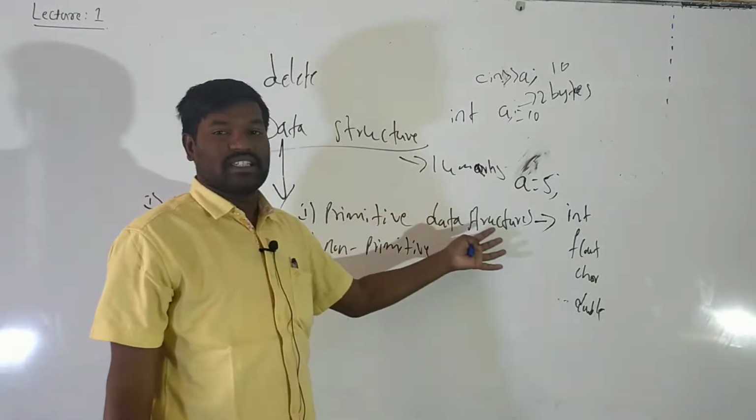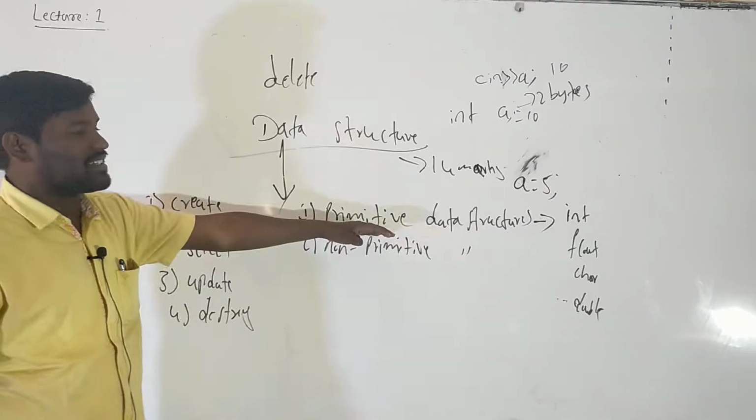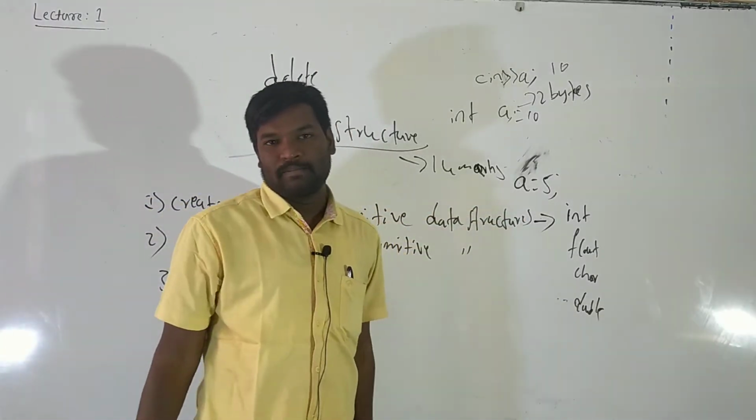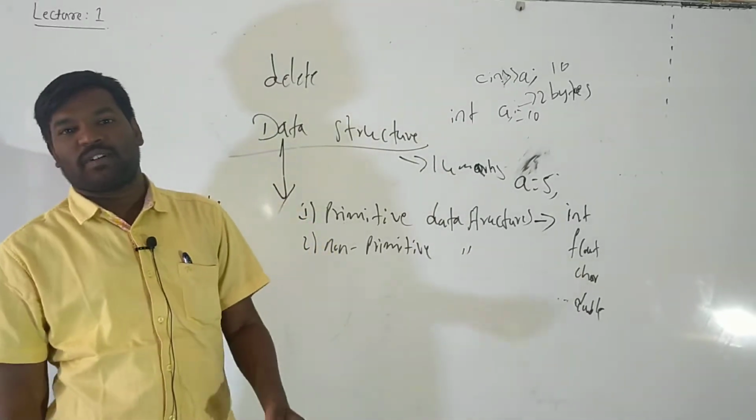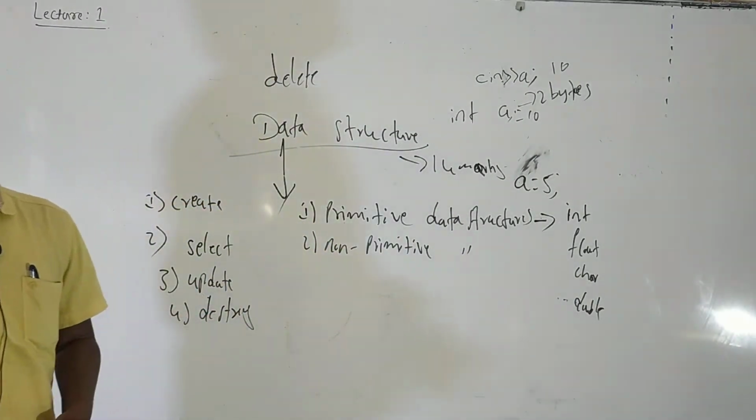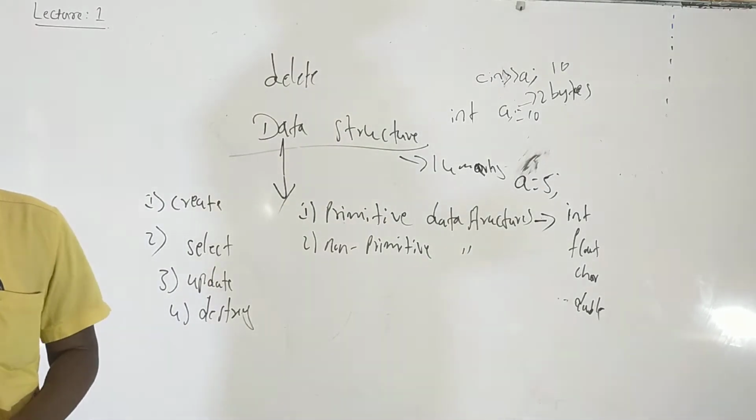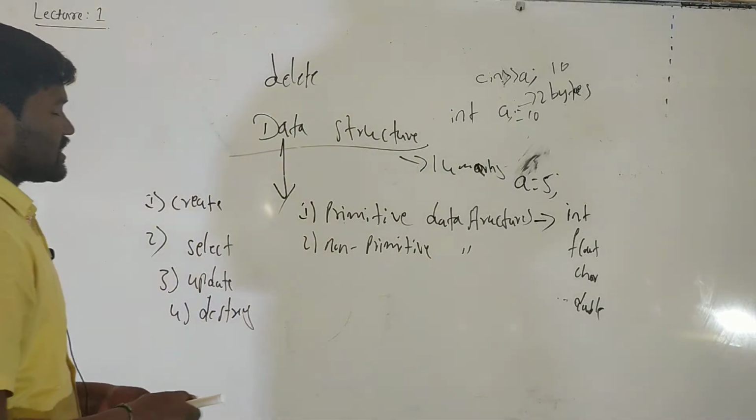So in the data structure there are two types. First one is primitive data structures and second one is non-primitive. The primitive data structures are nothing but int, float, char, double. With the help of primitive data structures, we can perform some operations, that is create, select, update and destroy. Okay. Next is non-primitive data structure.